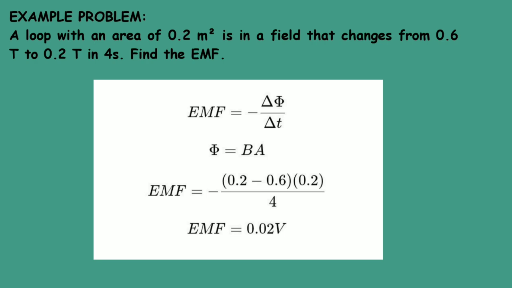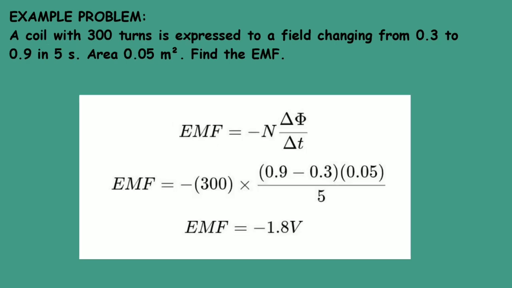equals 0.02 volts. A coil with 300 turns is exposed to a field changing from 0.3 to 0.9 Tesla in 5 seconds. Area is 0.05 meters squared. Find EMF. By substituting all the values to the formula, we get the EMF equals 1.8 volts.